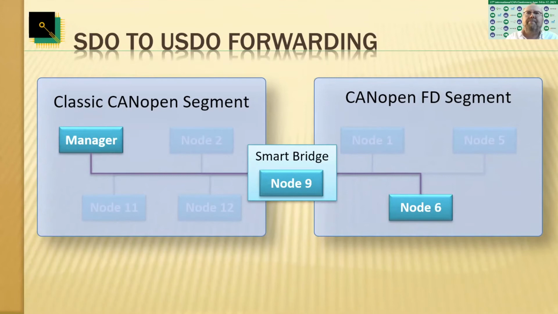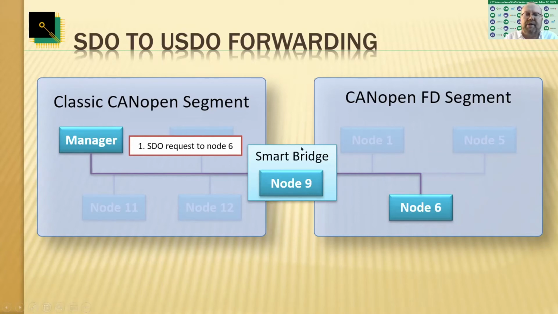Let's have a look at what the sequence is when we do SDO to USDO forwarding. Let's assume we have on the classical CANopen segment some sort of manager with the SDO client, and somewhere here on the CANopen FD segment is a node number 6, and somewhere in between we have our bridge. What happens is that the manager already knew from the smart bridge forwarding the heartbeats or boot ups that the node number 6 exists somewhere on his segment. That's what the manager believes. So the manager can send out an SDO request to node number 6.